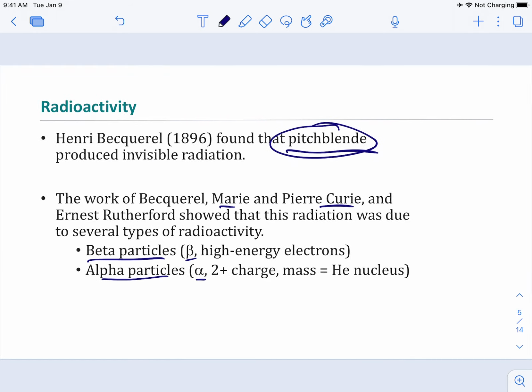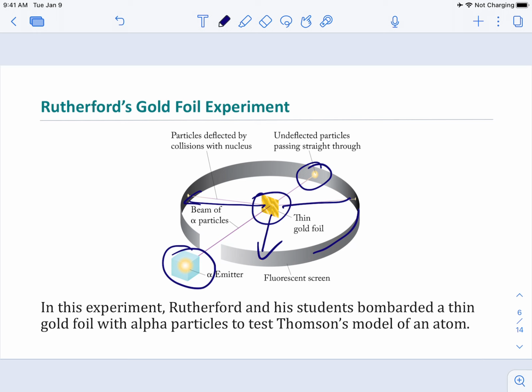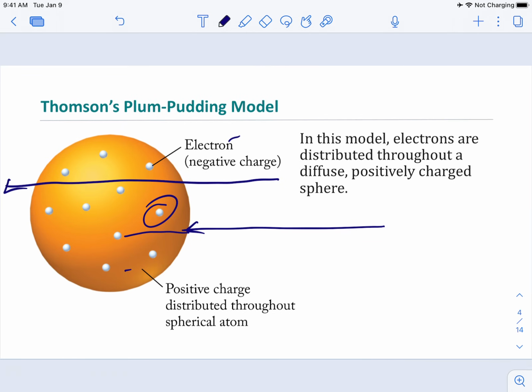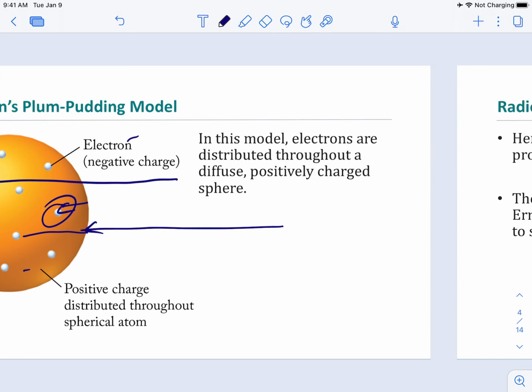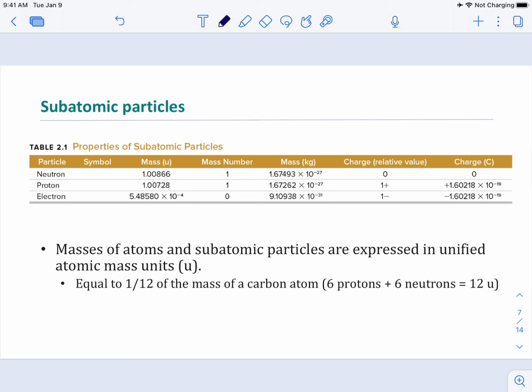They immediately said, well, this can't be the correct model because there's nothing in this model that would cause this to happen. There must be some sort of massive center to cause an alpha particle, which I can tell you is going to weigh something like 2,000 times, it's even more than that, heavier than any electron. So this coming close to this or hitting this even head on should not cause this type of deflection because it's much more massive. So he comes up with a new model, and we're going to talk about that a little bit in class. So I want you to think about that model.